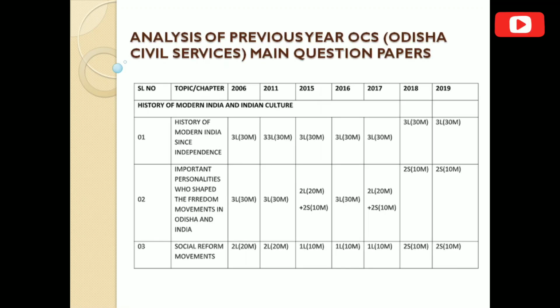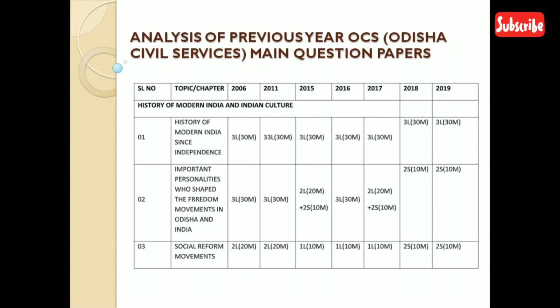Every year, 30 marks, that is three questions of 10 marks each, come in your examination from history of modern India since independence. These questions come repeatedly and revolve around the period from the Sipahi Mutiny to finally the 1947 Independence Act. Sometimes the questions come directly, like the 1858 Act, 1919 Act, 1909 Act, or sometimes 1862 and 1892. But most questions come from 1935, 1909, 1919 and 1858.